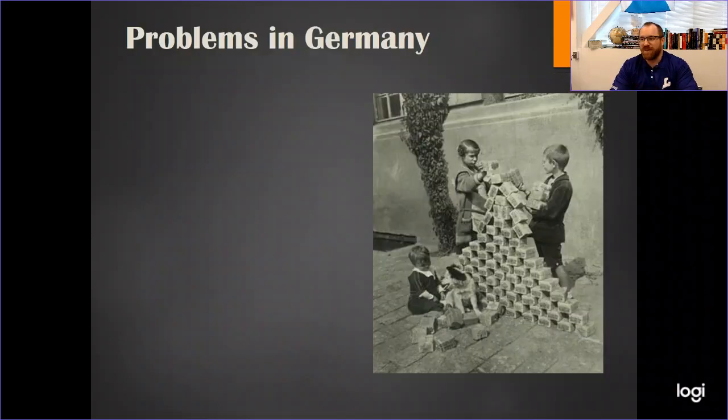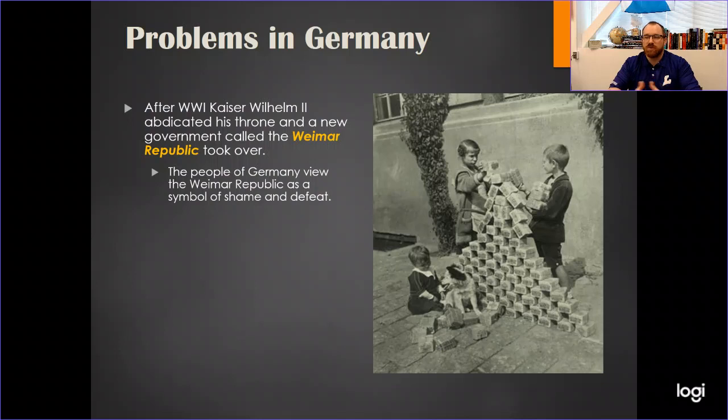Germany, they have major problems. Now, in Germany, the main loser of World War I, they are forced to adopt a government called the Weimar Republic. You have to become democratic. You'll be such a happier nation if you do so because Britain and France know so much better than you do. But the people of Germany saw the Weimar Republic as a symbol of shame and defeat. Like, you're not our real government. It's kind of like, you're not my real dad. That's the sentiment going in there.